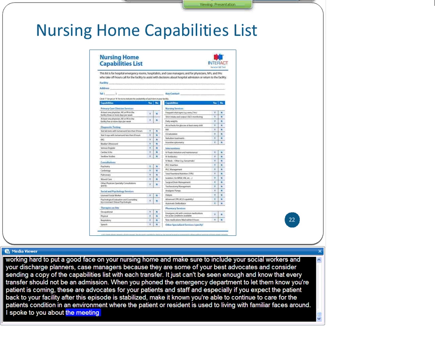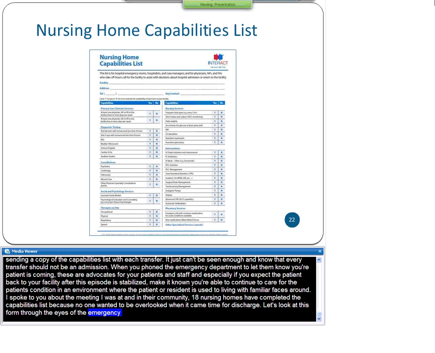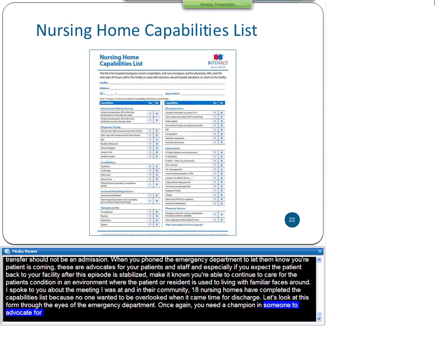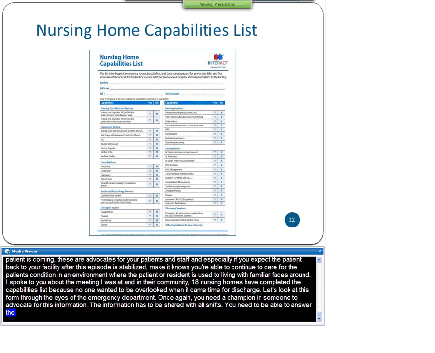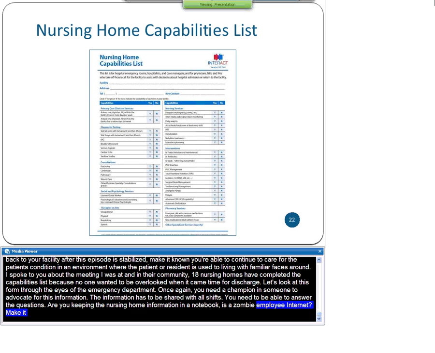Once again, you need a champion. You need someone to advocate for this information. The information needs to be shared with all shifts. You need to be able to answer their questions. What is it? Why is it? Where can we find it? Are you keeping this information in a notebook? Is it on your employee intranet? Make it accessible so your staff will easily go to it, because we want to improve the patient care and we want to appropriately transfer the patient back to a safe environment if they are not admitted.